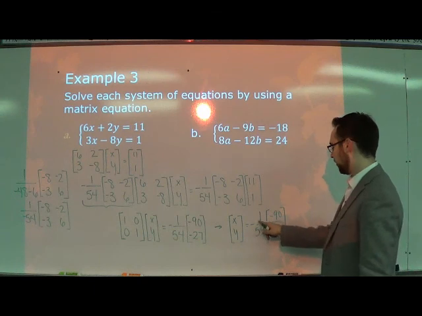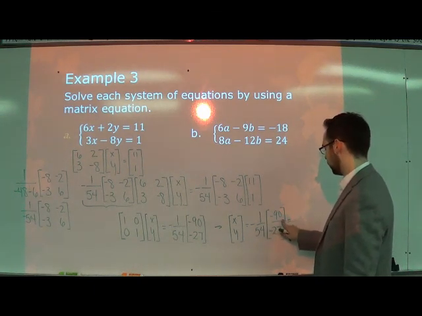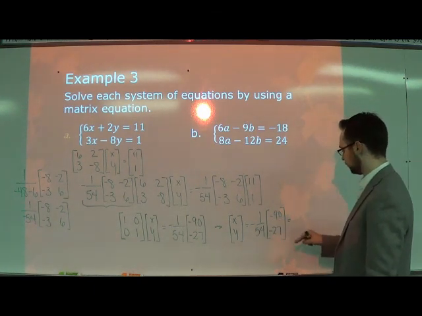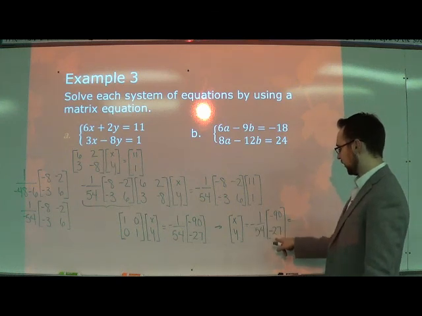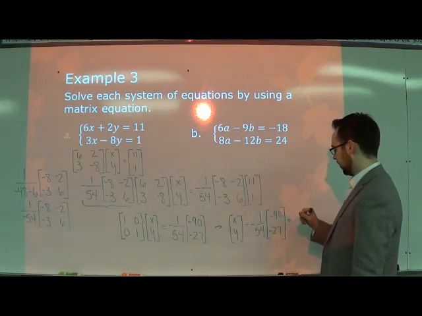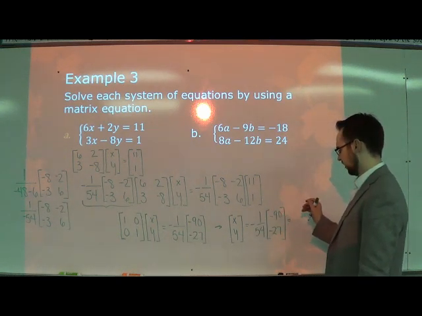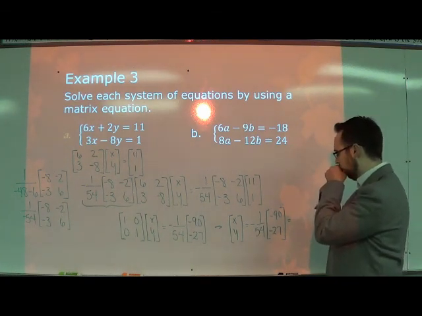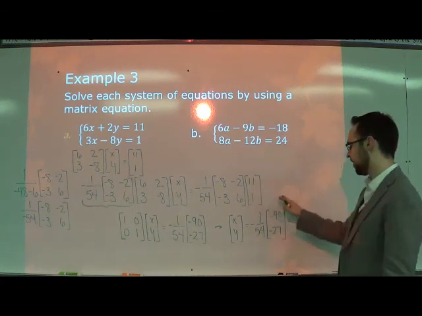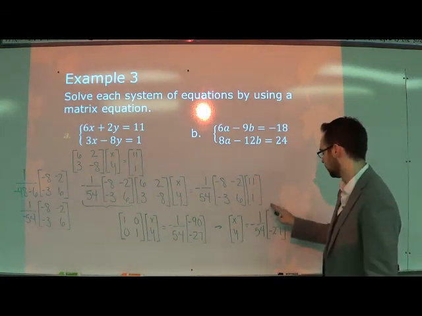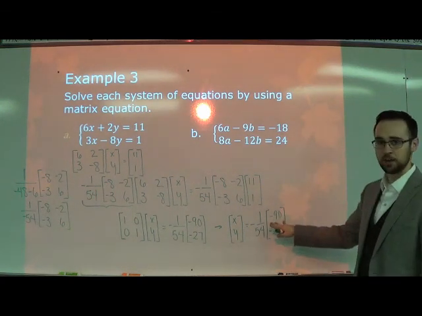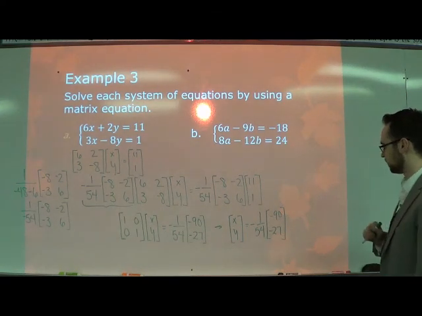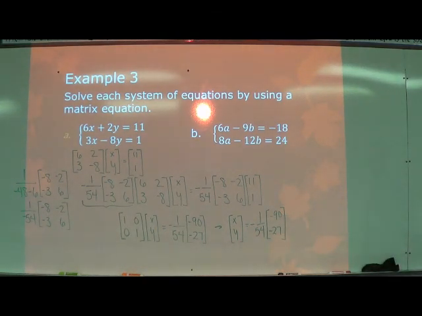And notice when you multiply this out, this would get you a positive 1/2. It's going to get you a weird fraction, which is why I'm not going to make you multiply it. If you can get it to here, I'm okay with that, because a lot of times you will get some of those weird fractions.